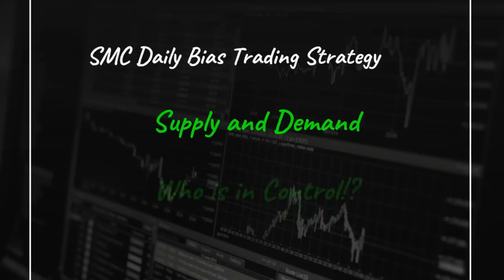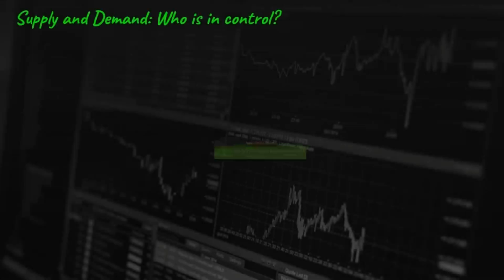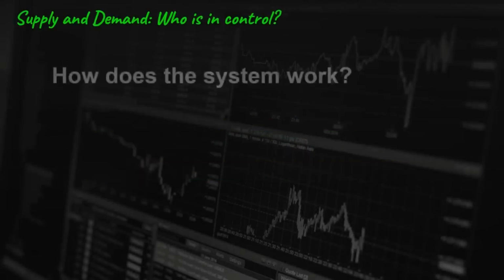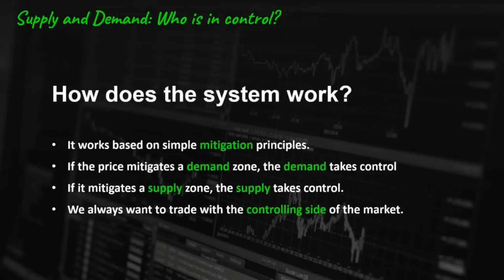Supply and demand. Who is in control? Now, identifying which side is in control is really important in trading because it can help you avoid many unnecessary losses. How does the system work? It works based on simple mitigation principles. If the price mitigates a demand zone, the demand takes control. And if it mitigates a supply zone, the supply takes control. We always want to trade with the controlling side of the market. Let me show you how.